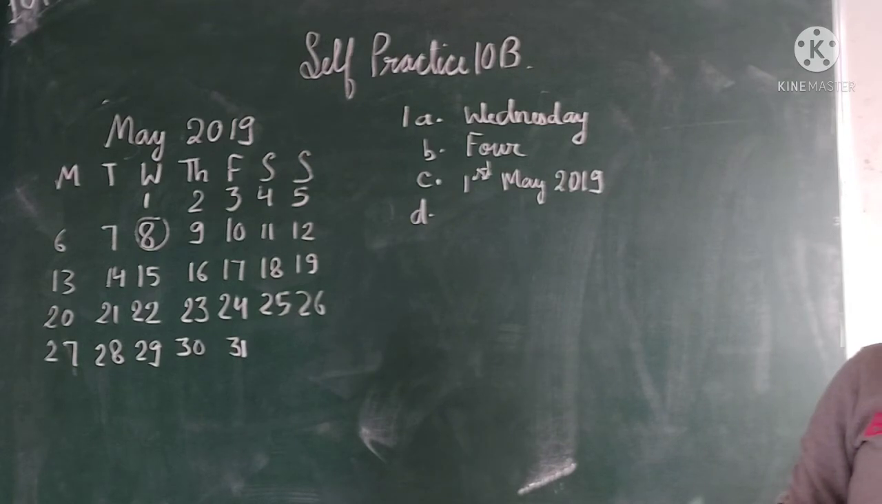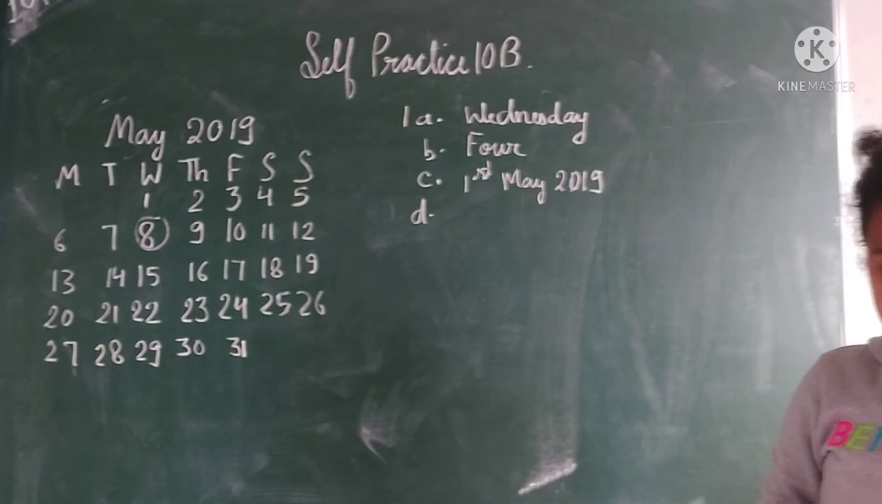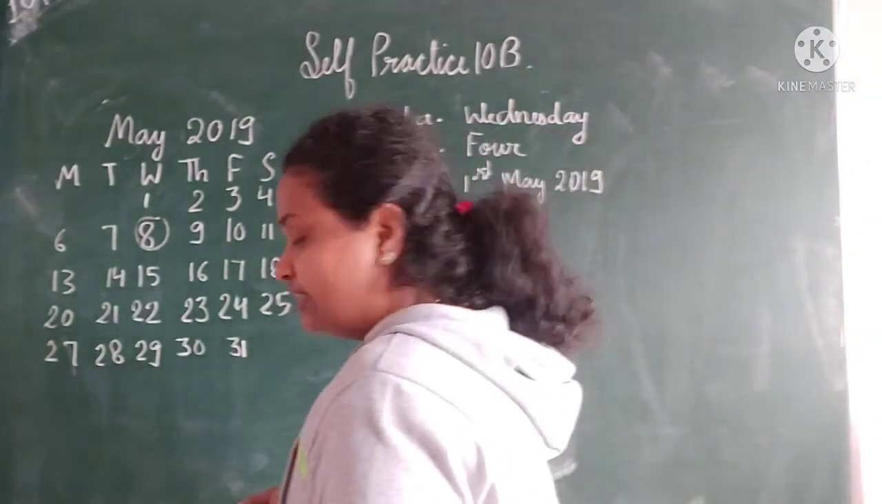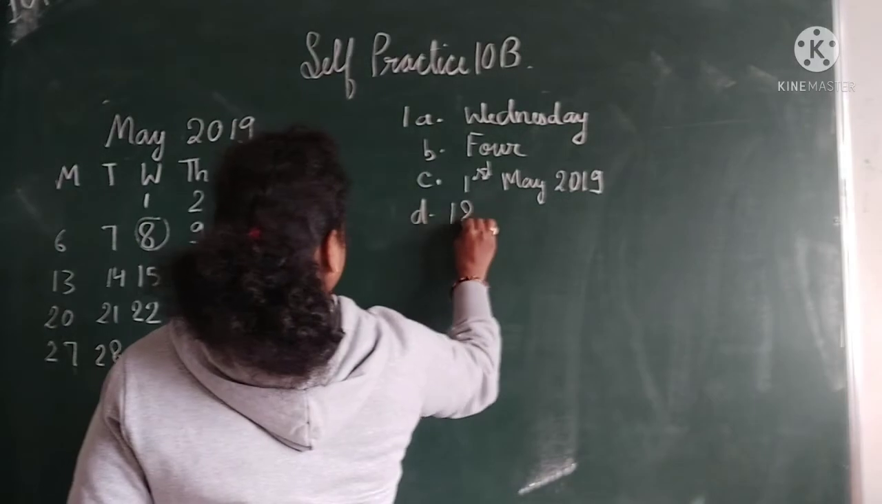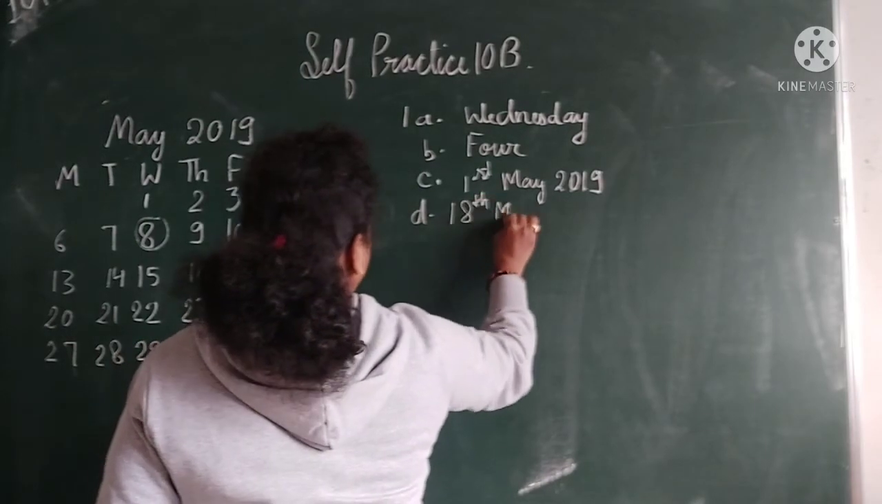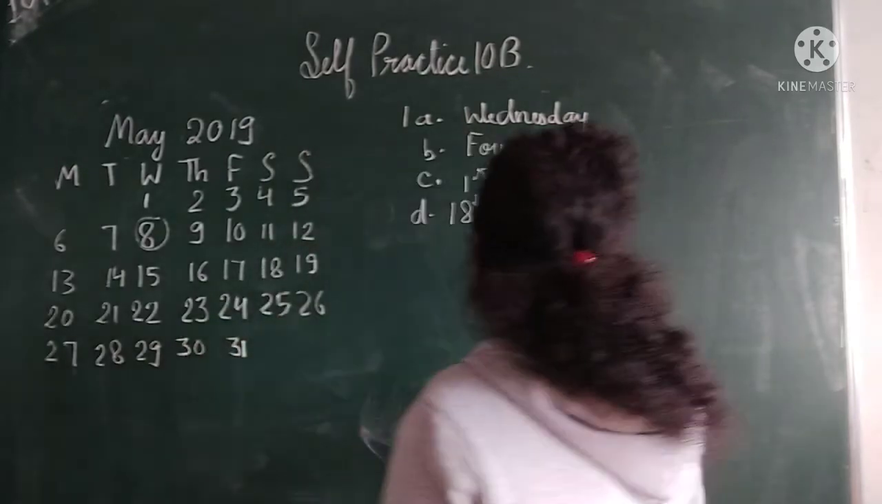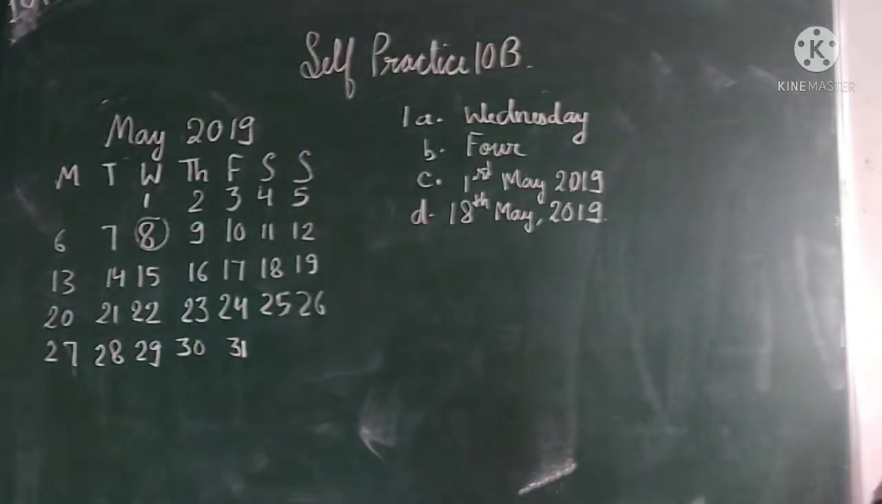So 7 plus 11? 18. It will be 18 May 2019. What will be the date? 18th May 2019. Am I correct? Is it correct now? Are you feeling easy to do calendar?